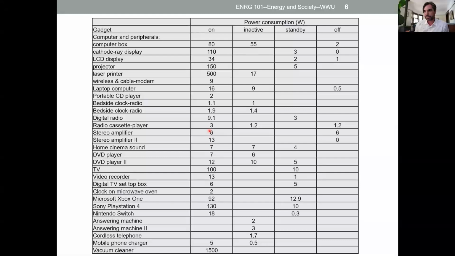One thing that's surprising when I first started learning about this is how little power is consumed by things like stereos or TVs, different things like that.